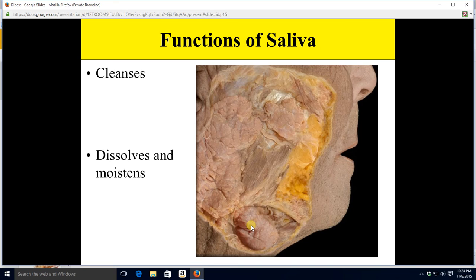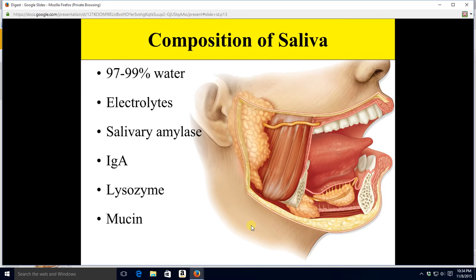Now, saliva cleanses the mouth. It's going to dissolve and moisten food. A couple more of its functions become apparent as we look at its composition. Now, it's mostly water, which plays a role in the dissolving of food, the diluting of food, the rinsing of the mouth. In that water, we're going to have electrolytes. Obviously, saliva is a blood-derived fluid, so it's going to have electrolytes.